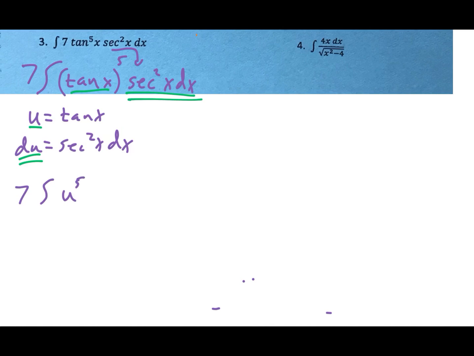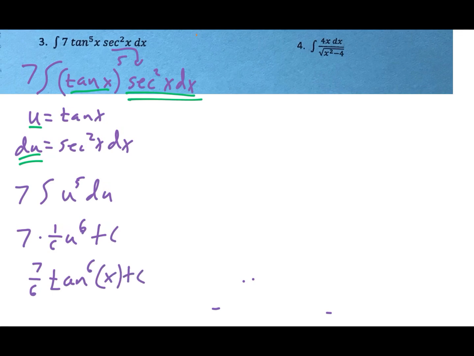And then the secant squared x dx, well, that's du. And so that's a pretty easy integral to solve then. Now I have 7 times 1/6 u to the 6th plus c, and so then I'll have 7/6 u is tangent, so 7/6 tangent to the 6th x plus c. So that's kind of a nice one.